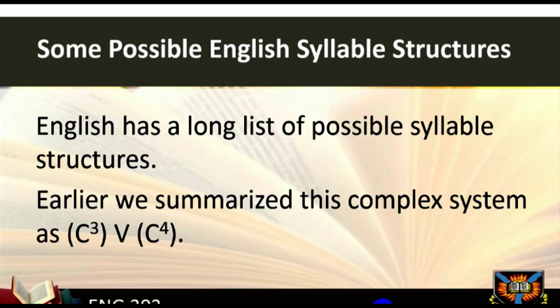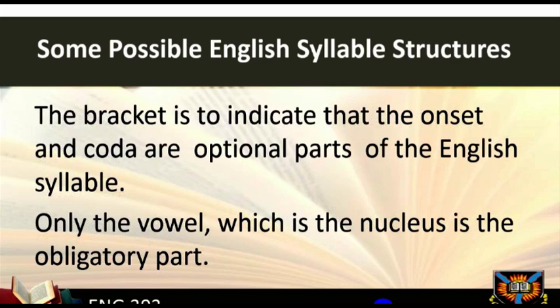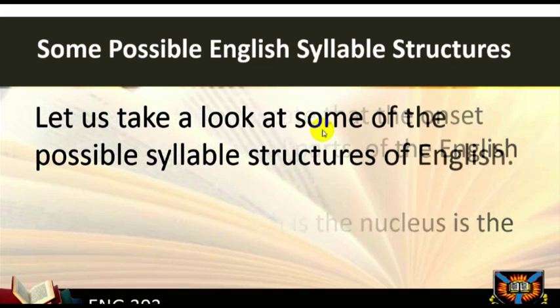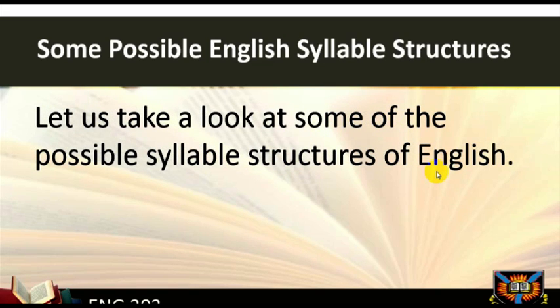Earlier, we summarized this complex system as C3, V, C4. This, as earlier explained, means you could have up to 3 consonants as the onset of an English syllable and up to 4 as the coda. This bracket is to indicate that the onset and coda are optional parts of the English syllable. Only the vowel, which is the nucleus, is the obligatory part. Let us take a look at some of the possible syllable structures of English.